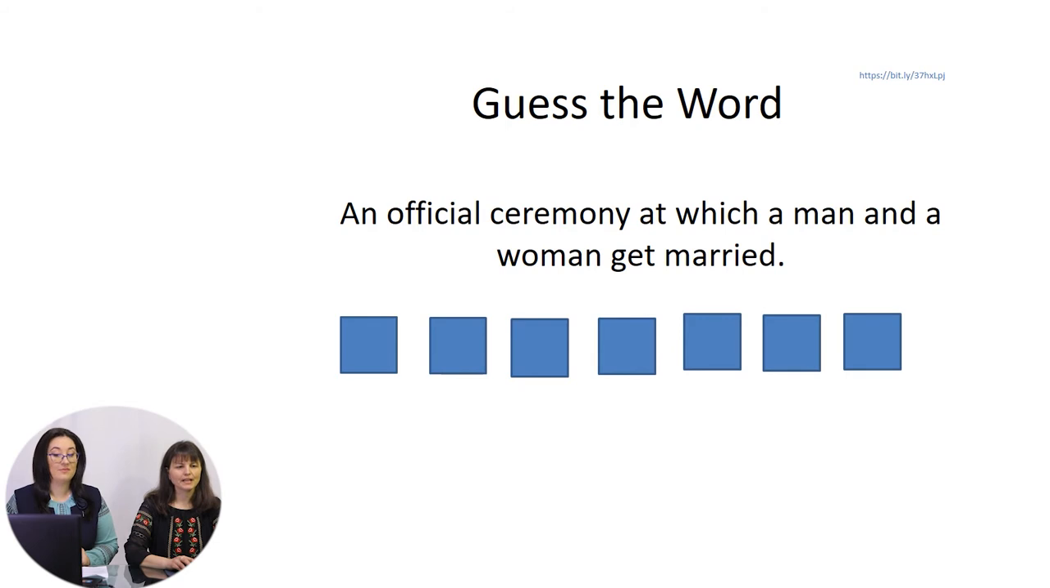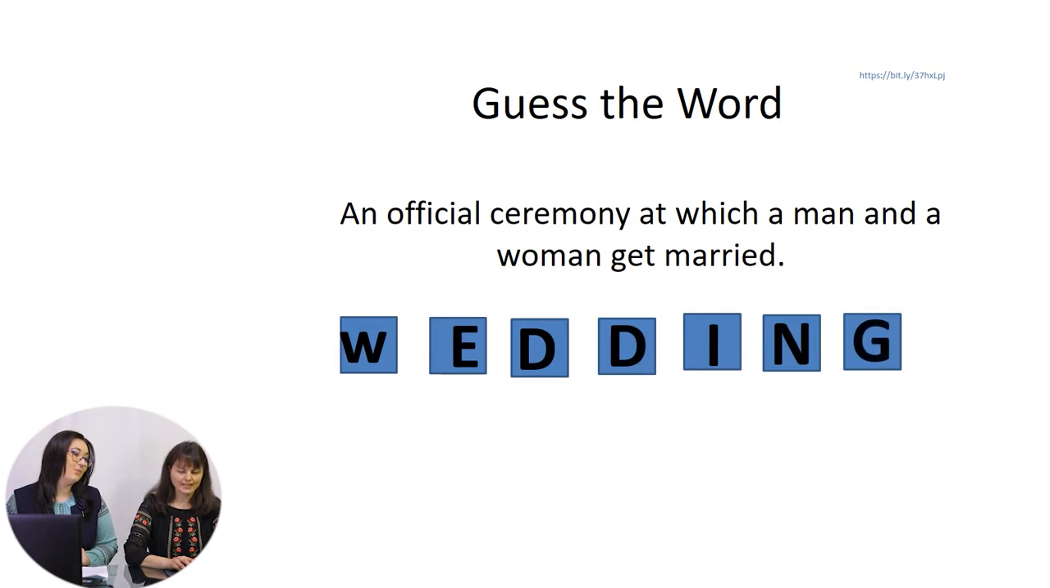Look at the screen and try to guess it. As you can see, we are going to talk about an official ceremony at which a man and a woman get married. The first letter is W, followed by E, D, D, I, and G. Right you are. We are going to talk about weddings. Do you like weddings, our dear students?